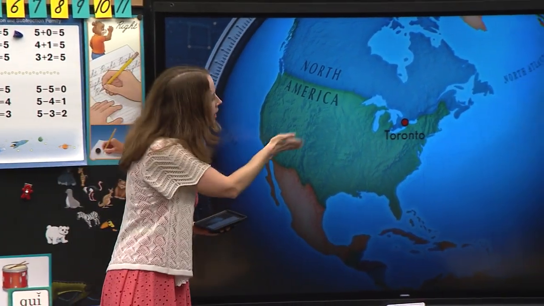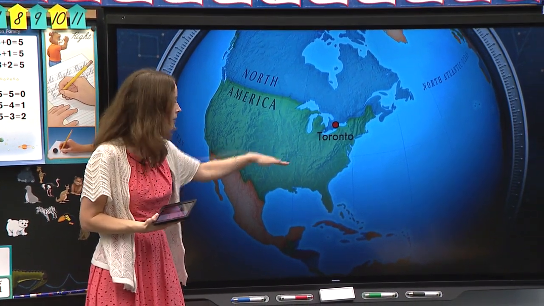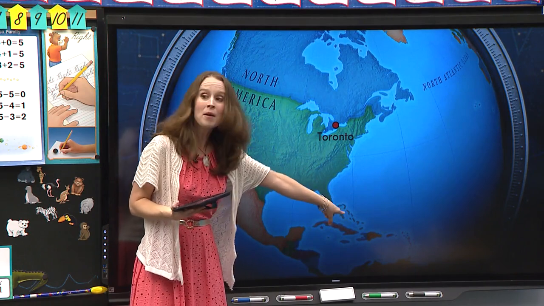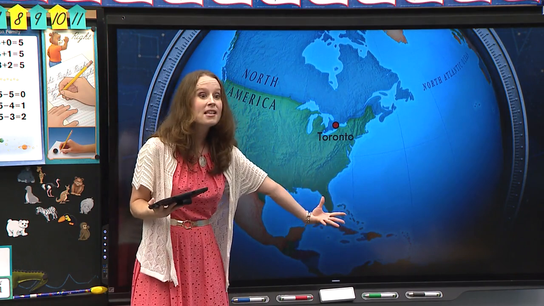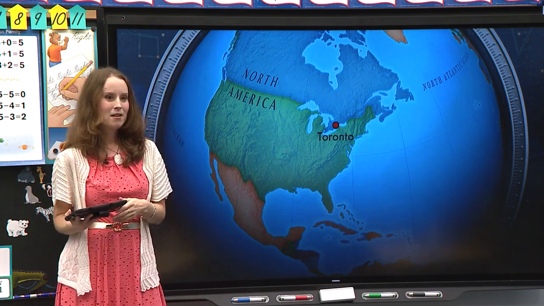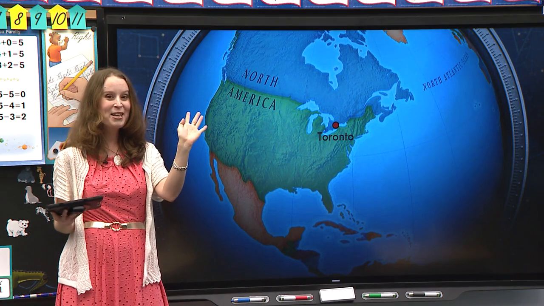Well, if we look at our map right here, we can see our country, the United States of America. Now, remember in our last lesson, we were at these islands. Who remembers the name of the islands where we visited in our last activity lesson? Ava? The Bahamas. That's right. We went to the Bahamas. Did we have a nice time, Ava? Yes, we enjoyed that sunshine.